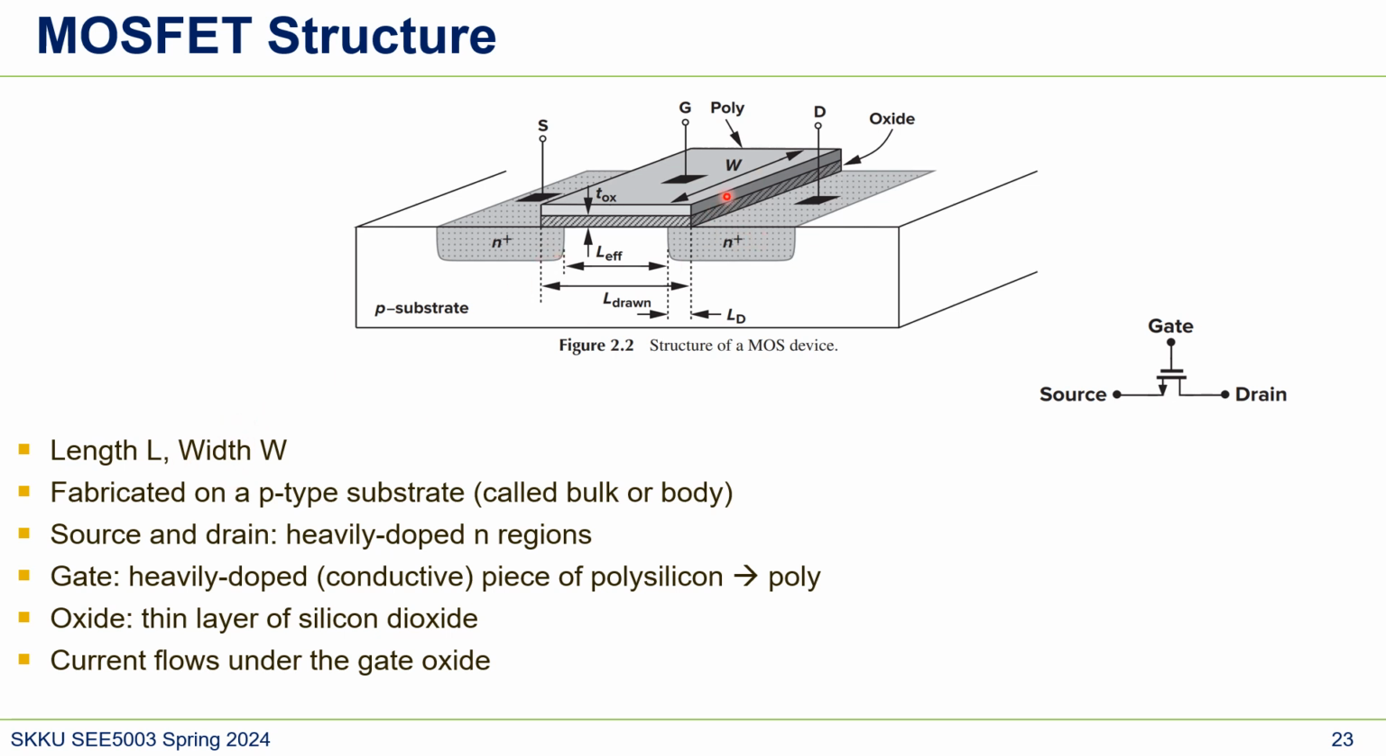And what about width? Width is here. If we have a larger width, there are more paths for current to flow, right? Because current is flowing from here to here. If width is large, then current flows here and also there. So current has an easier time to travel between source and drain, which means the resistance is small. Again, if we have a larger width, the resistance of this MOSFET becomes smaller.